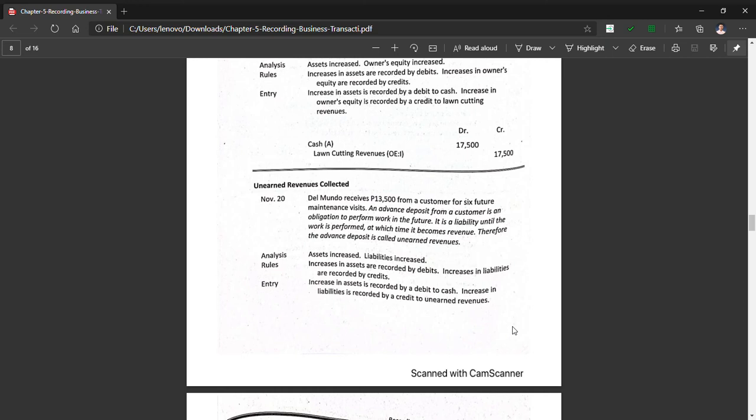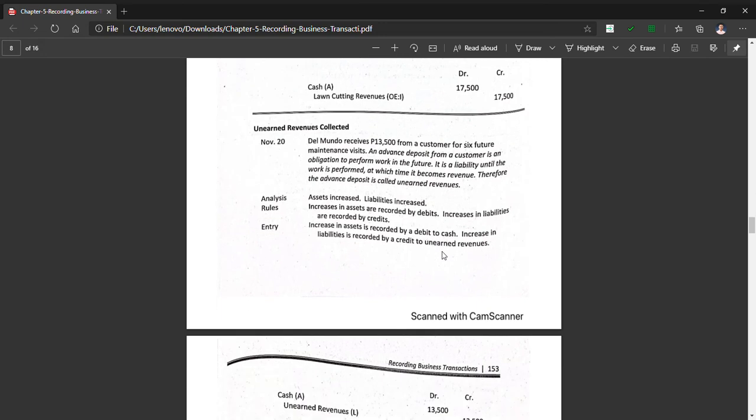So dahil meron pa tayong gagawin on the future, meaning meron tayong obligasyon na mag-render ng service in the future. Yung obligation, that is a liability on our part. So dahil nga naka-receive tayo ng 13,500 na pera, nag-increase ang asset natin. Tapos dahil meron tayong ipe-perform na services in the future, we are obligated to perform service in the future. So our liabilities increase. Utang yon, hindi siya income.